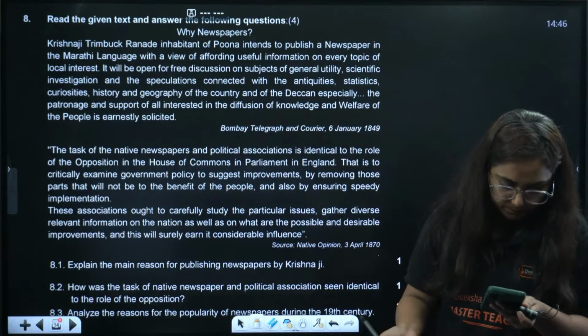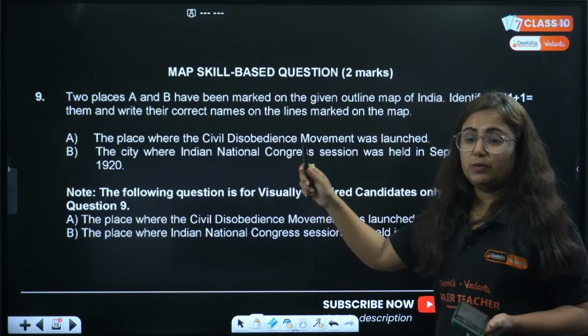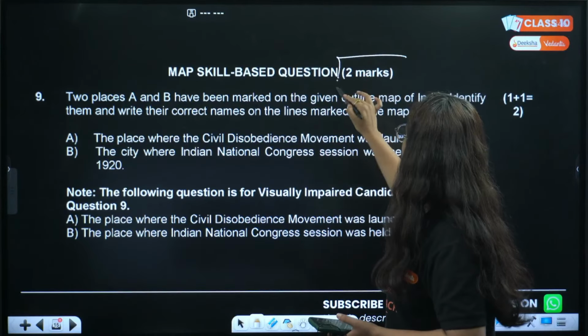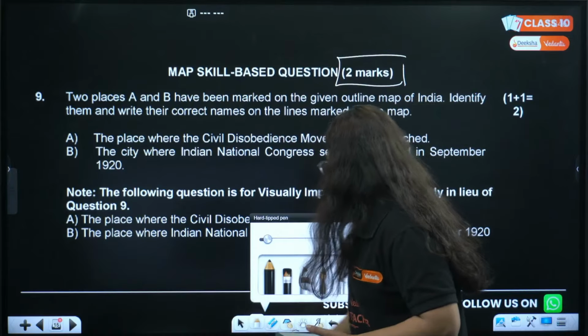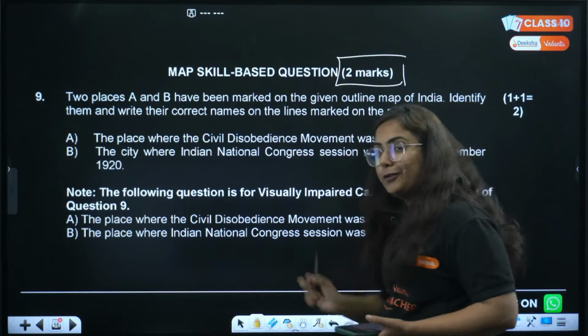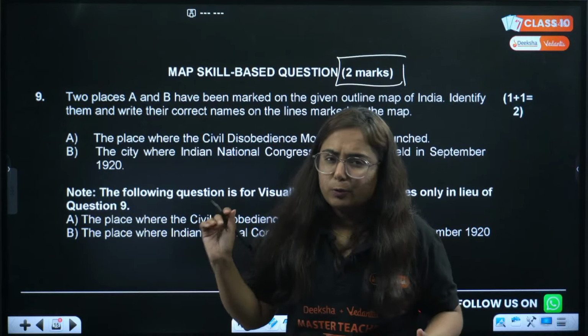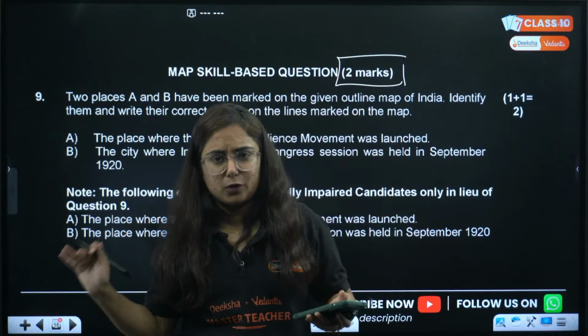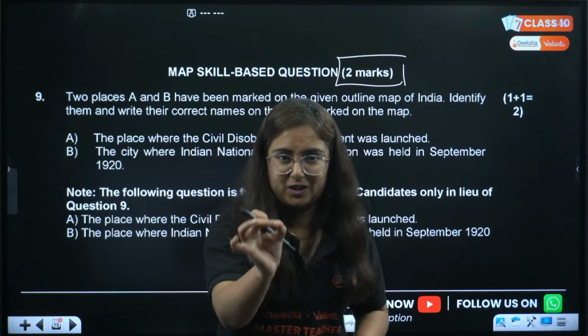The next question is the map skill based question, which comes for 2 marks. See, map based questions are free marks for you, okay? And whenever free marks come like a lottery, loot it. And we are going to do it exactly, because see, 5 marks are just 1 day of preparation for you.